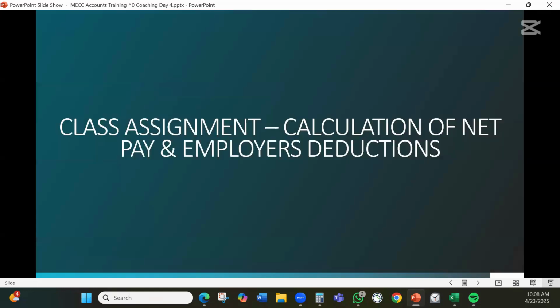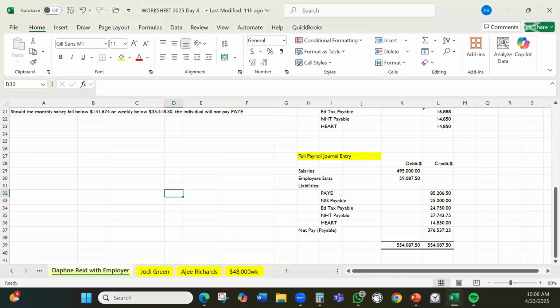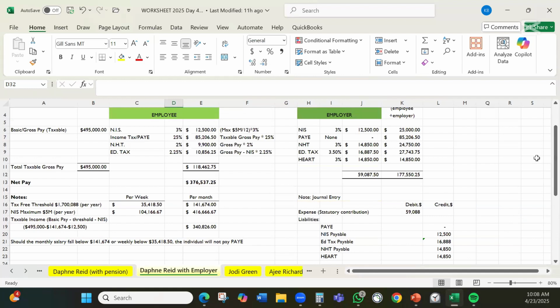So I'm going to move back and put one up here in the Excel sheet, so you can just look at it. I'm not going to show you here. All right, there you go. So you're doing Jody at $150,000. Please work out her statutories and let me know what should be recorded for the employer and what the payroll journals should be for your accounting records.